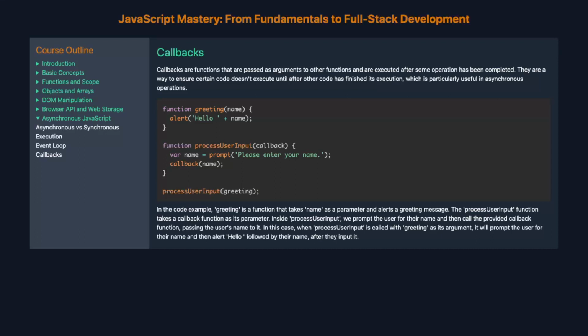In the code example, greeting is a function that takes name as a parameter and alerts a greeting message. The processUserInput function takes a callback function as its parameter. Inside processUserInput, we prompt the user for their name and then call the provided callback function, passing the user's name to it. In this case, when processUserInput is called with greeting as its argument, it will prompt the user for their name and then alert hello followed by their name after they input it.